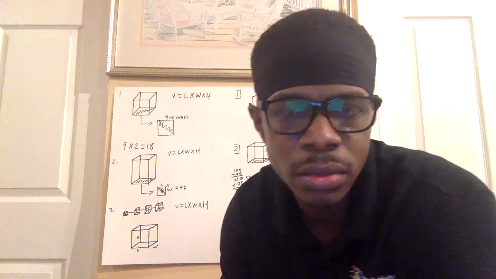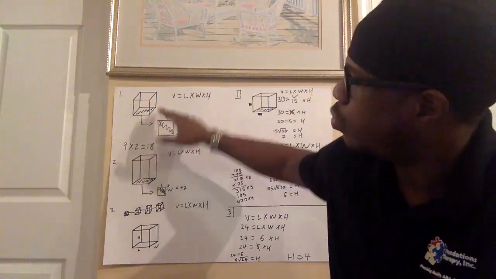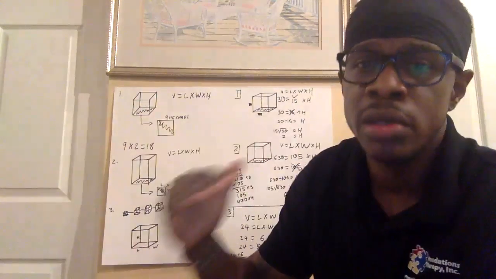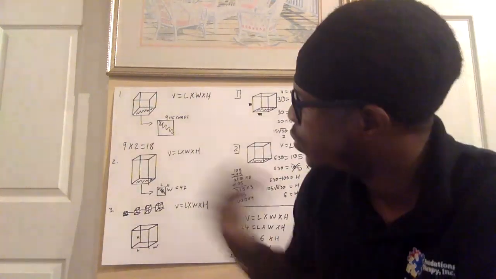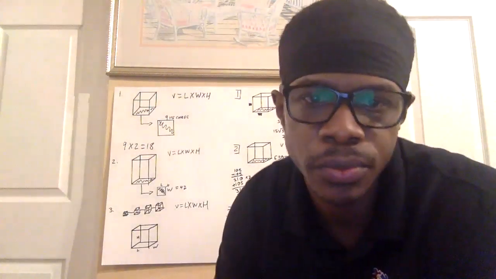So for number 1, it's a lot of information, but again, I really recommend drawing out each step, writing the formula that they're asking, doing buck, and it's really going to break down what they're asking you. So for number 1, you should have 9 times 2, and you should get 18.